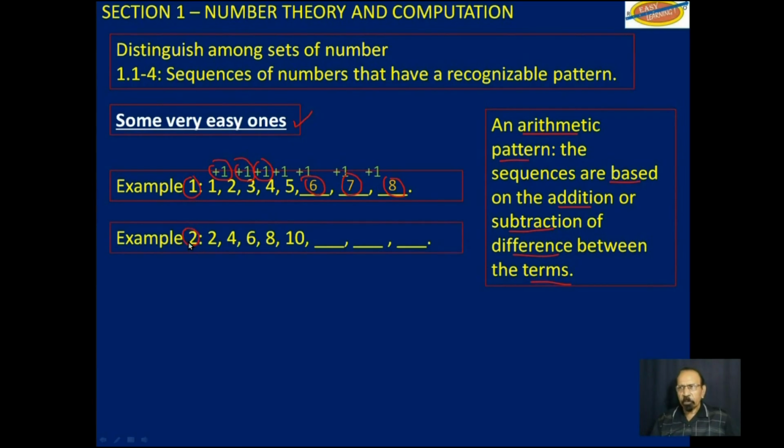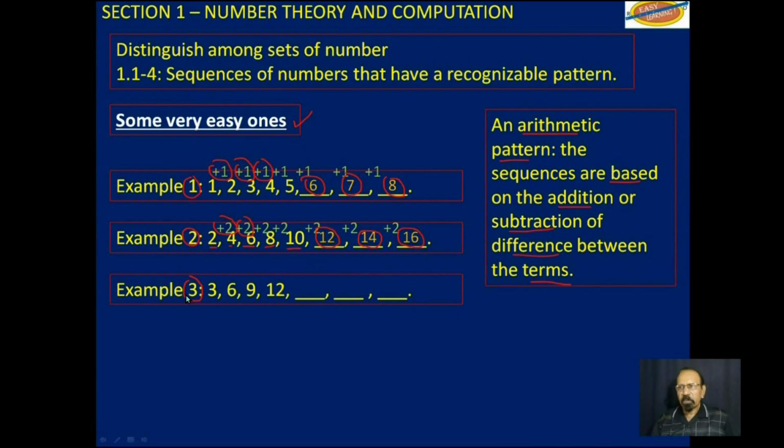In example 2, 2, 4, 6, 8, 10, and yes, this is also very simple. From 2 to 4, you add 2. From 4 to 6, you add 2, and so on and so on. So you will keep adding 2 to get 12 here, and then 14 here, and then 16 here.